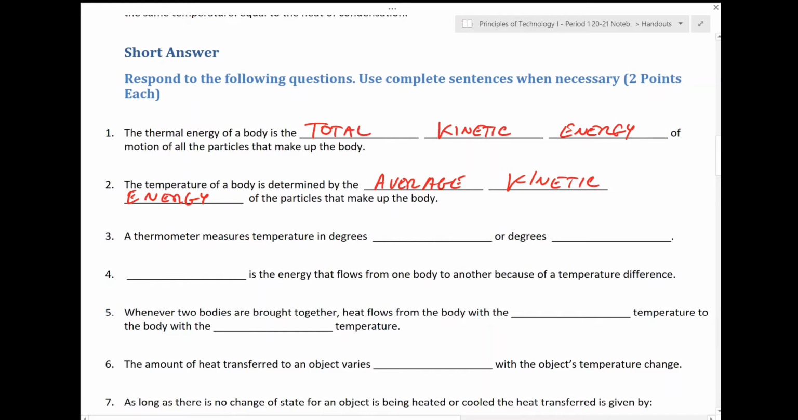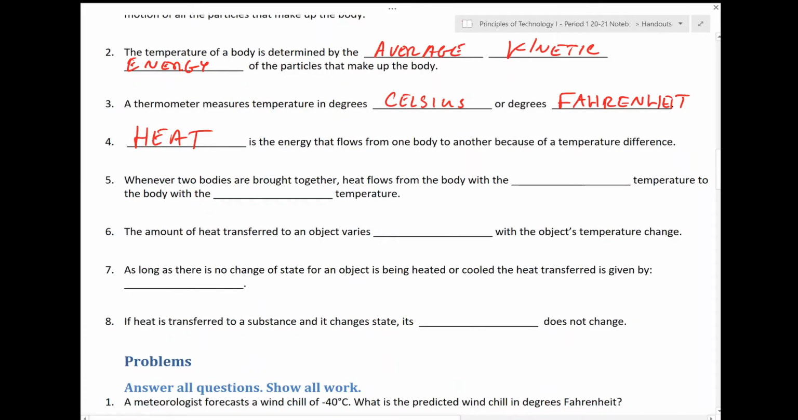Number 3. A thermometer measures temperature in degrees Celsius or Fahrenheit. Number 4. Heat is the energy that flows from one body to another because of a temperature difference. Number 5. Whenever two bodies are brought together, heat flows from the body with the higher temperature to the body with the lower temperature.